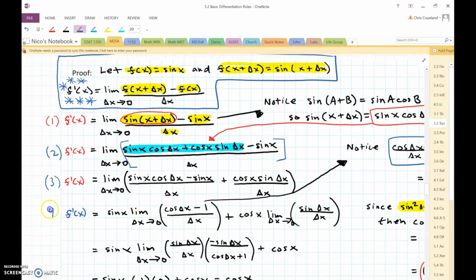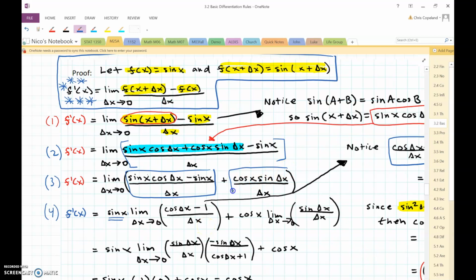Step 4, out of this function here, I can factor out sine of x. So I'm going to factor out sine of x in front of the whole limit. And the reason why I can factor that out in front of the whole limit is delta x is going to 0. So delta x will not affect sine of x. So no matter what, that's just going to stay sine of x. So then I have this cosine delta x minus 1 all over delta x.